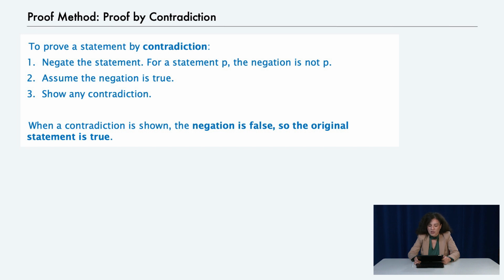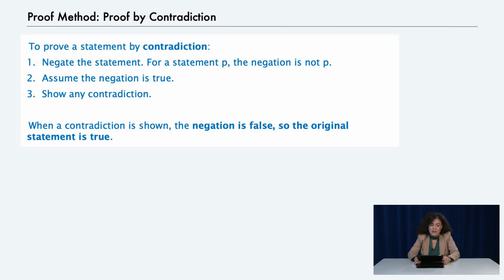When we show a contradiction, what we're actually showing is that the negation is false. So if the negation is false, then the original statement must be true, because either a statement or its negation must be true, but not both. So the whole strategy for a proof by contradiction is we want to show that the negation is false and therefore the original statement is true. Before we get into that, we need to talk more about negating statements.